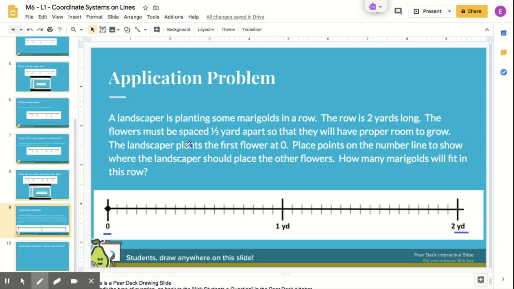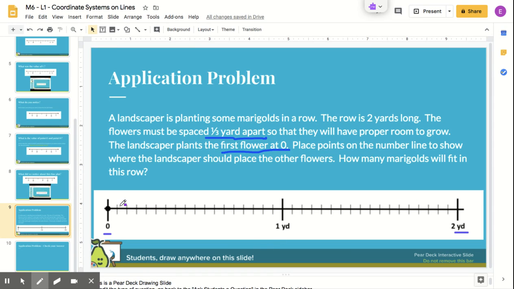Okay. It's saying that the flowers must be placed 1/3 yard apart to have room to grow. And the first flower will be at point 0. We need to figure out how many marigolds will fit in this row and place them on the number line or the line plot below.